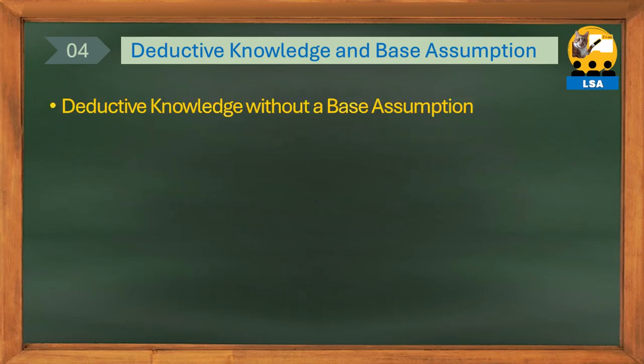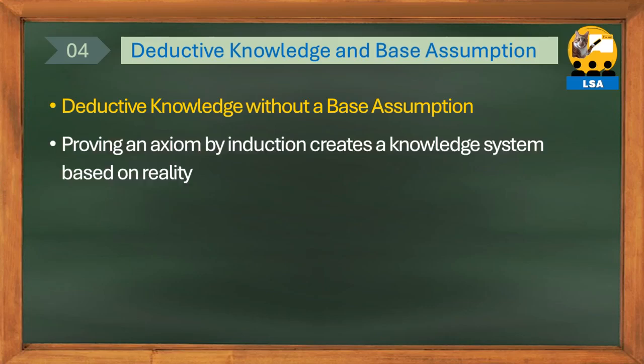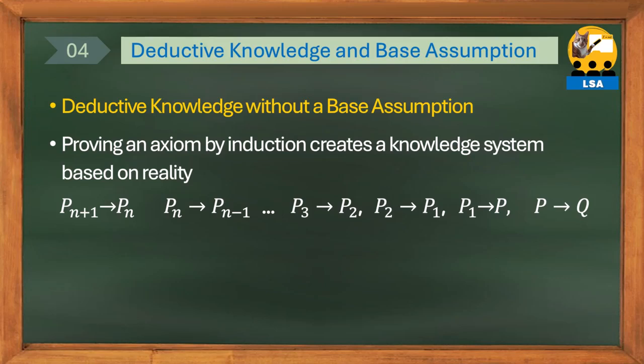As we saw in the syllogism earlier, if an axiom is not based on assumption, but proven by induction, wouldn't we obtain a systematic knowledge based on experience, phenomena, and reality, rather than an abstract knowledge system? In the deductive system, starting from P of n plus 1.